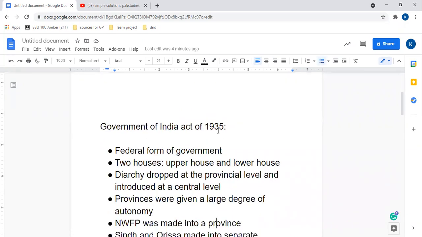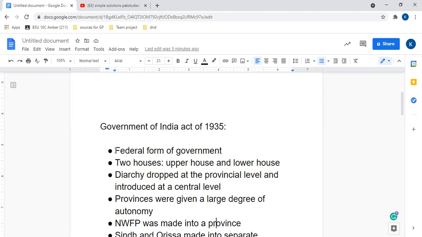All right, first of all, what was the Government of India Act of 1935? So basically, after the roundtable conferences, which we all know failed, like none of the conferences worked and no results were produced, the British still decided that they would introduce a series of constitutional reforms, which then became known as the Government of India Act of 1935. According to this act, a federal form of government was introduced, which means a central government was introduced with two houses, the upper house and the lower house.